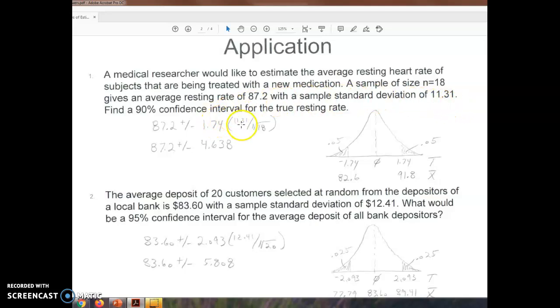All right, if we multiply the t value by the standard error, we get our margin of error, which is 4.638. So just with this data here, we now know that we're 90% confident that the true population mean is 87.2 plus or minus 4.638. But where did we get this t-value from? Well, we went to the t-tables.